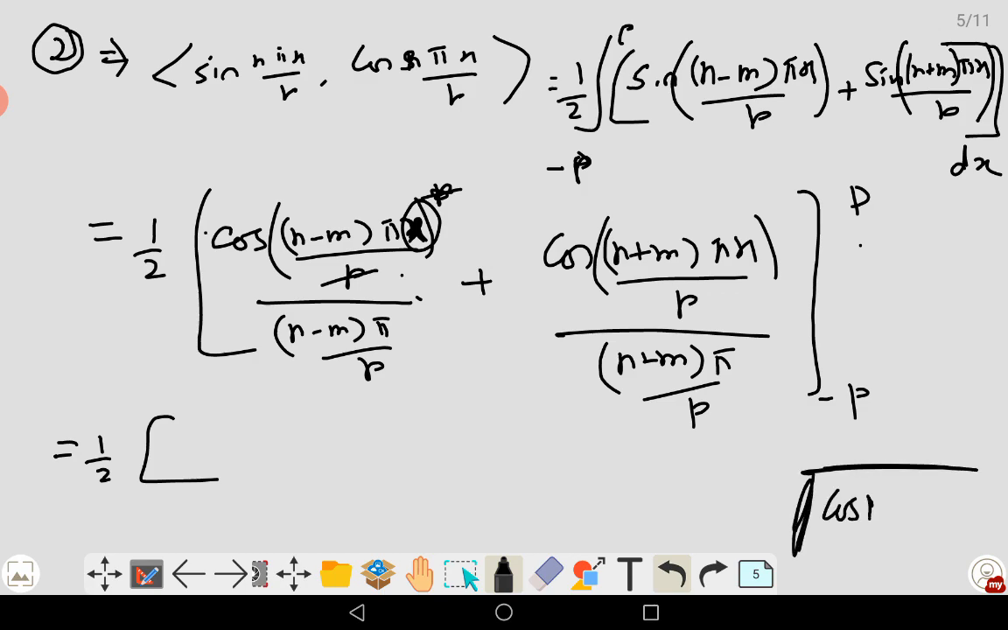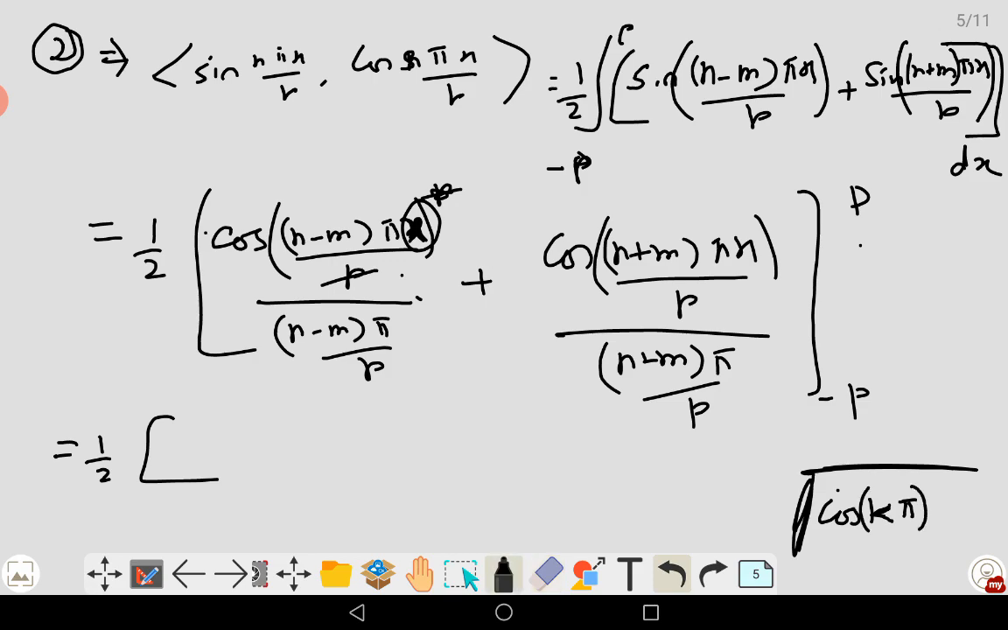Cosine ax, a can be any constant. Then the cosine pi a, cosine k times pi x. X is not there, x is cosine k times pi. Cosine k times pi, that's what I am going to say.